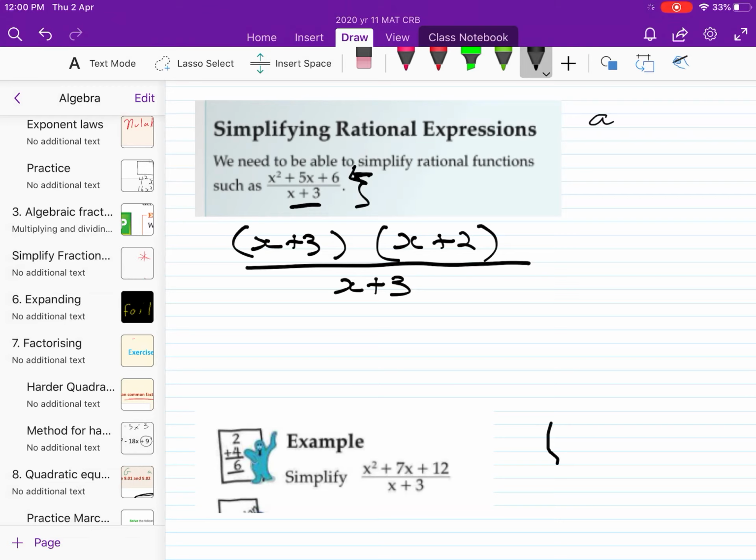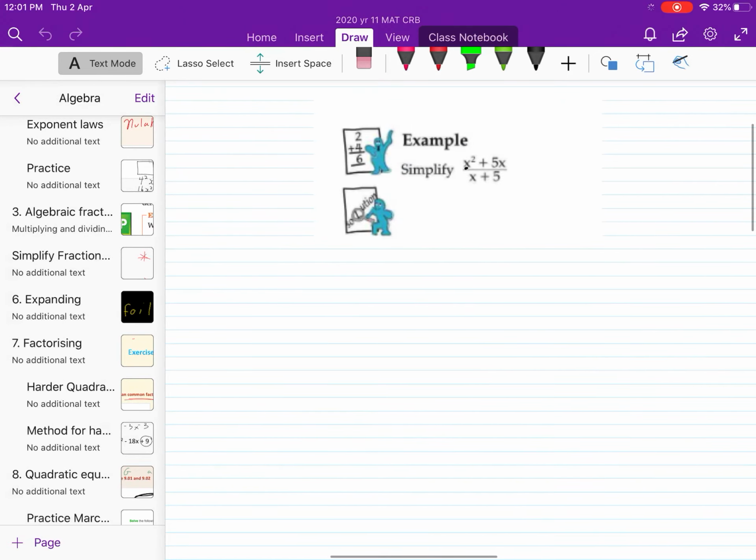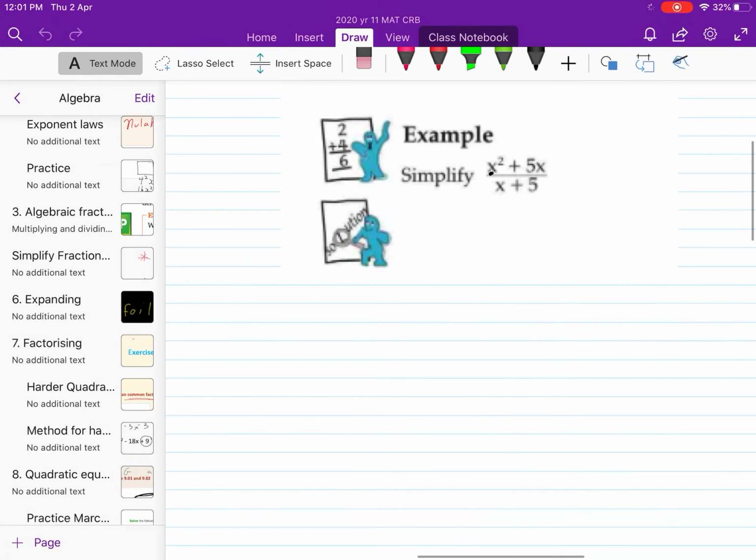So we've got this sort of situation here, a times b over a. Now we know that in a simple expression, a times b over a means that we can cancel those a's out. So guess what? We can cancel out these x plus 3's and we're left with just x plus 2. So that function, although it looks quite scary initially, if you recognize it for what it is, is actually quite simple to simplify. It just requires some factoring skills.